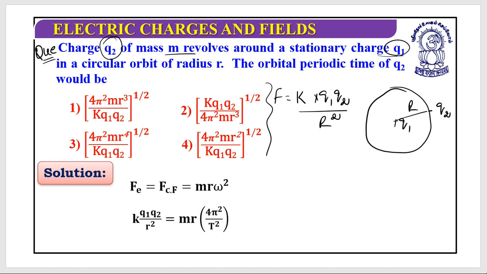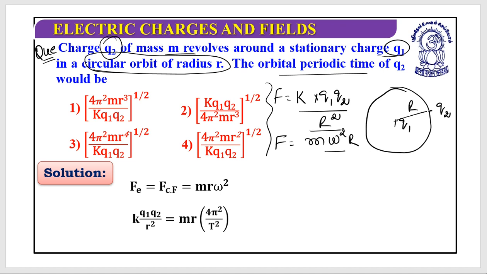As it is moving in a circular orbit of radius r, that means it is a circular motion, and if it is a circular motion, centripetal force must be there. Now here I have to find the orbital periodic time, so I can replace this with m omega square r. This centripetal force would be provided by the electrostatic force between these two charges.